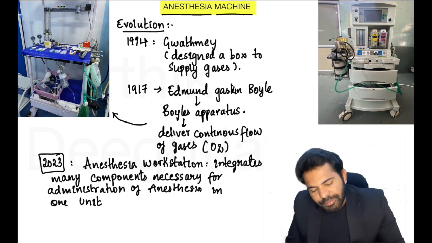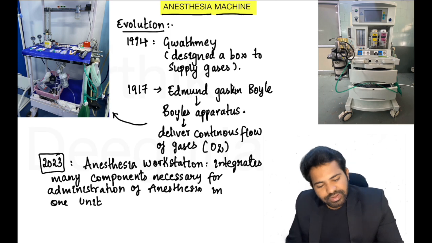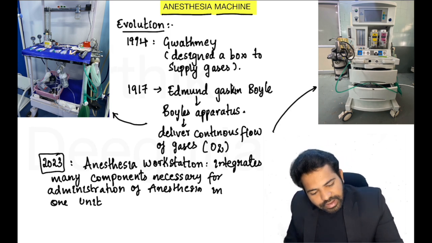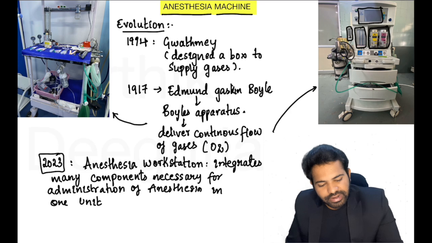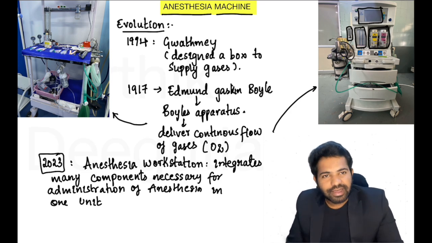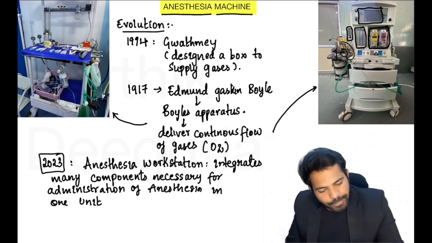So what do you mean by many components? In this workstation, which you can see on the right side of the slide, here you can see the vaporizers, the flow meters, and an auxiliary oxygen meter. There is a monitor to show the ventilator settings or the data management system. The safety alarms can also be seen over there.